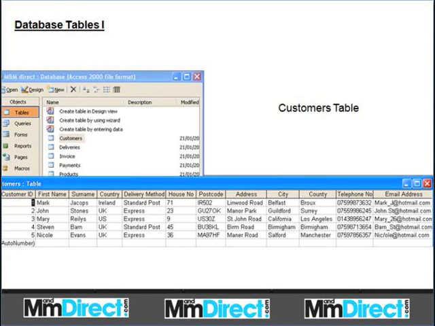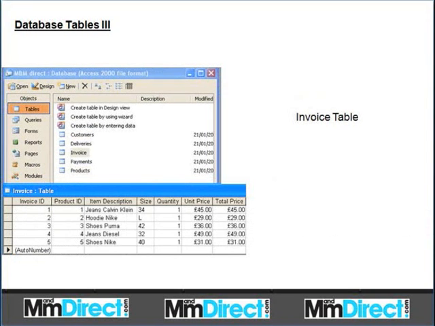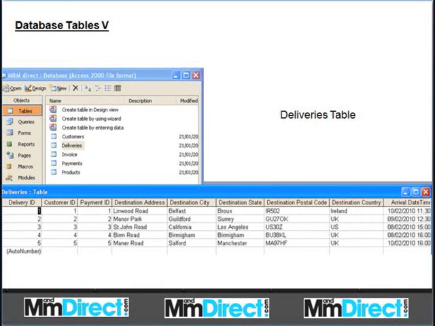Database tables. Here we show the Microsoft Access tables that we explained before. The customer account, the product account, the invoice account, the payment account, and finally, the delivery account.